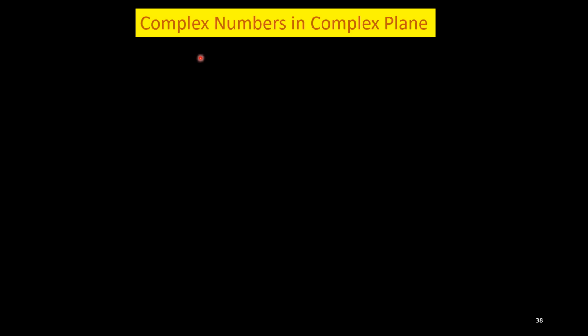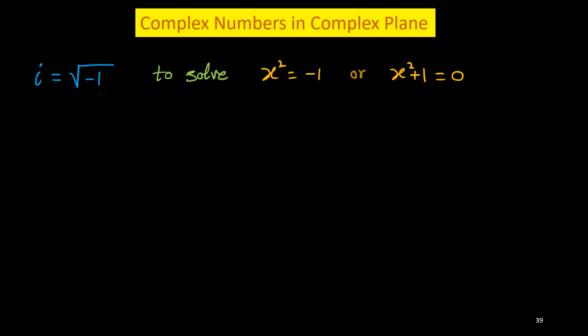So let us consider complex numbers in the complex plane. I've already said that i is considered as square root of minus 1. This is used because to solve the equation x squared equals minus 1, we can't get any real solution. We need to consider one imaginary term, small i. So this is the equation x squared plus 1 equals 0. Its solution is plus i and minus i.